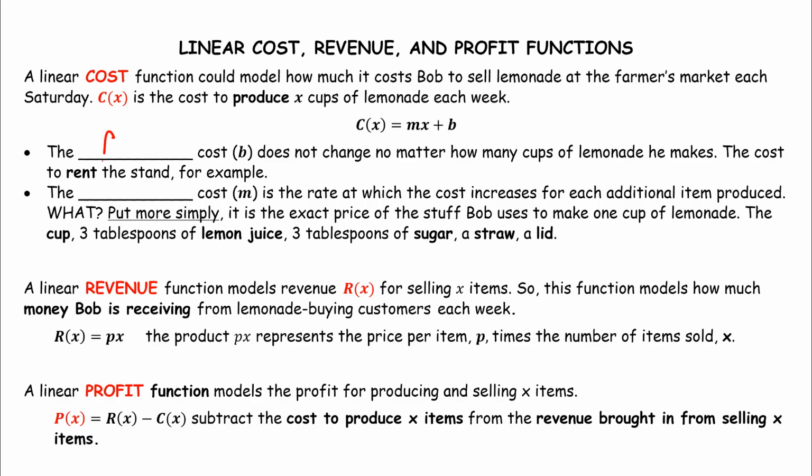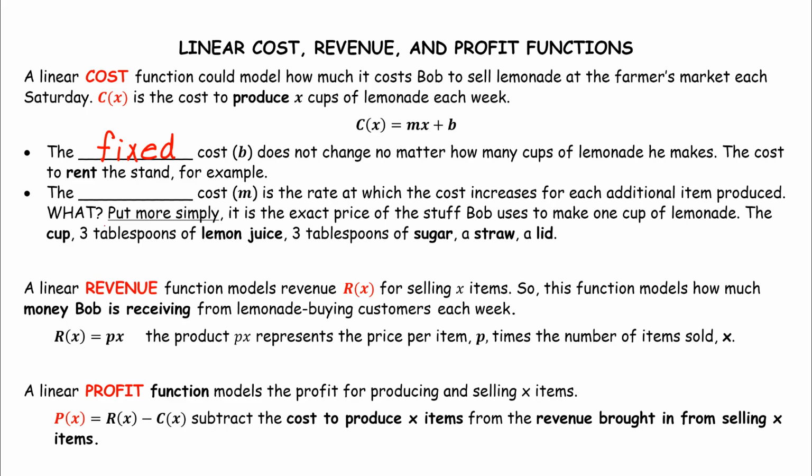We have what's called the fixed cost, b, and that's a cost that does not change no matter how many cups of lemonade he makes. That's the cost like to rent the lemonade stand or the gas to put in the car so he can go to the farmer's market. Things that even if he doesn't sell one single cup of lemonade, he's going to have to pay if he's going to do this job. So it's a fixed cost that is not affected by the number of cups of lemonade he makes.